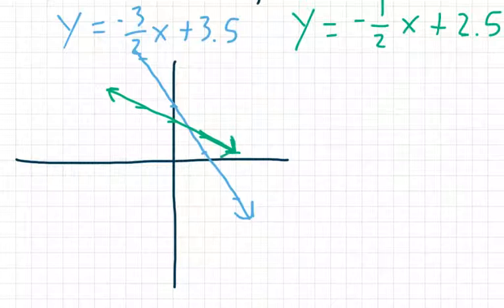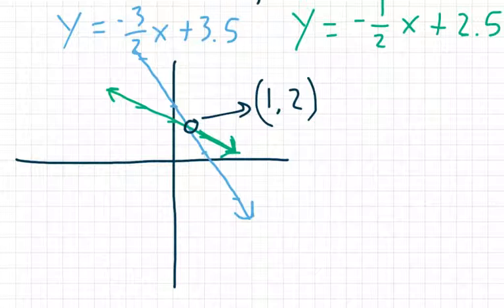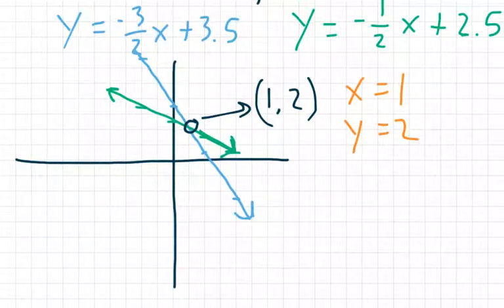So my intersection appears to be right about here, which I'm going to say that's 1, 2. That's the point where it intersects, which means your answer is x equals 1 and y equals 2. Let's go ahead and test them out. So test out the first equation.